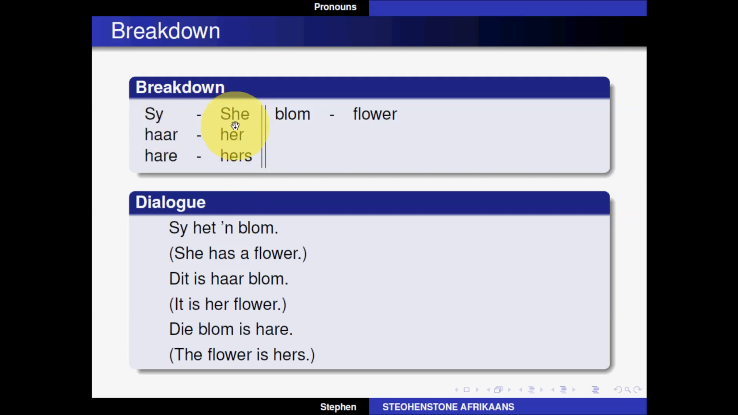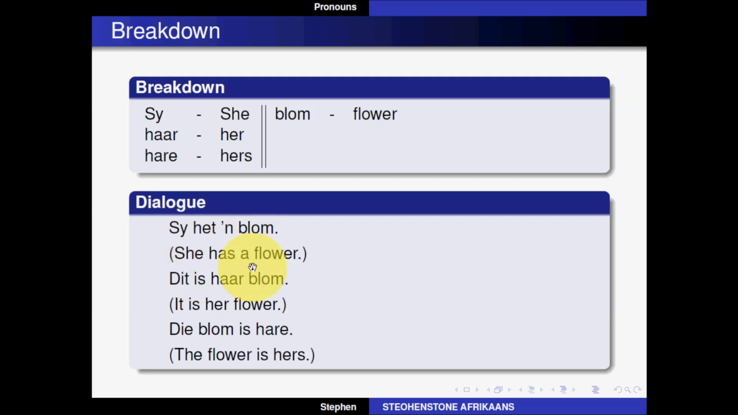So the word she in Afrikaans is sy. So it's the same word as his, but there's no confusion when you use it in a sentence. The word for her is haar, and the word for hers is hare. And blom means flower in English. So let's look at these sentences one at a time. Sy het 'n blom.